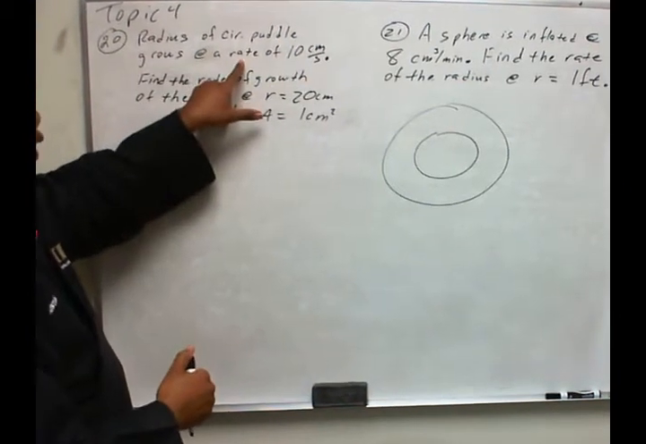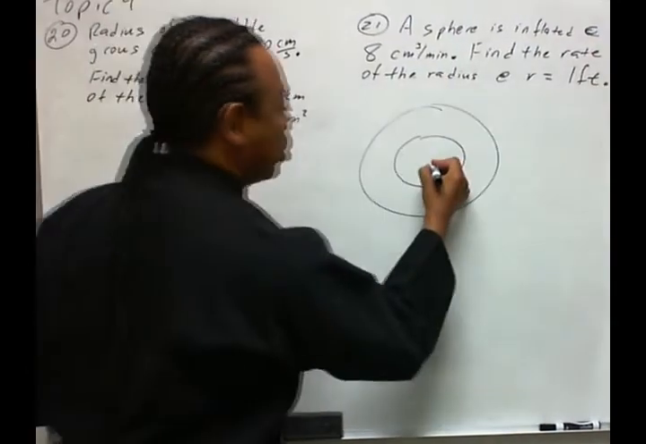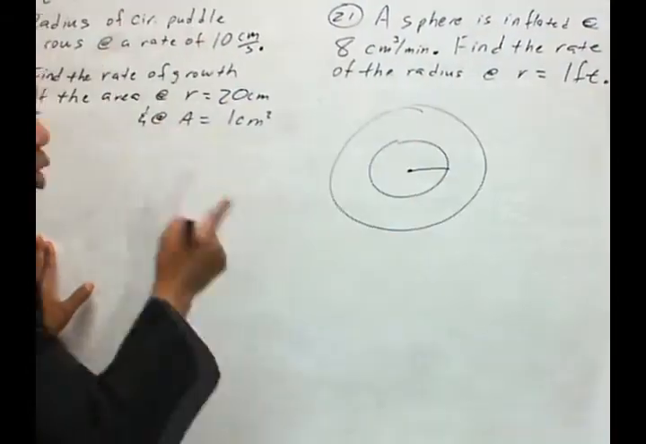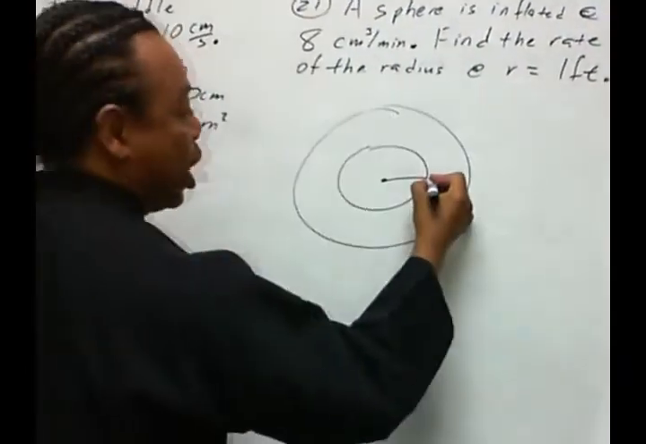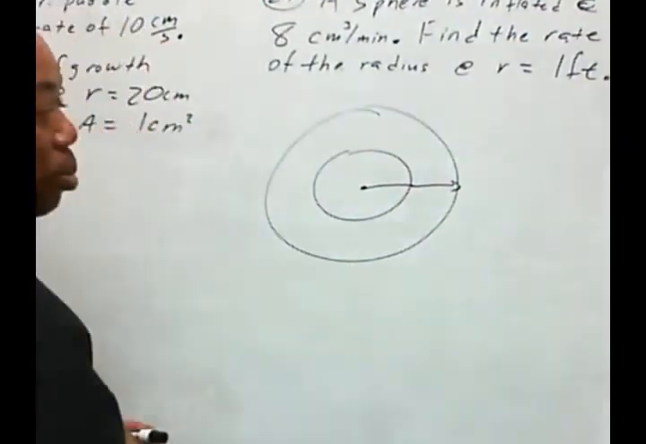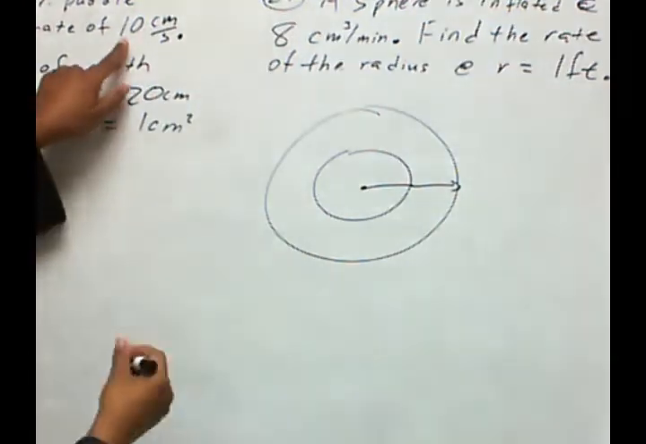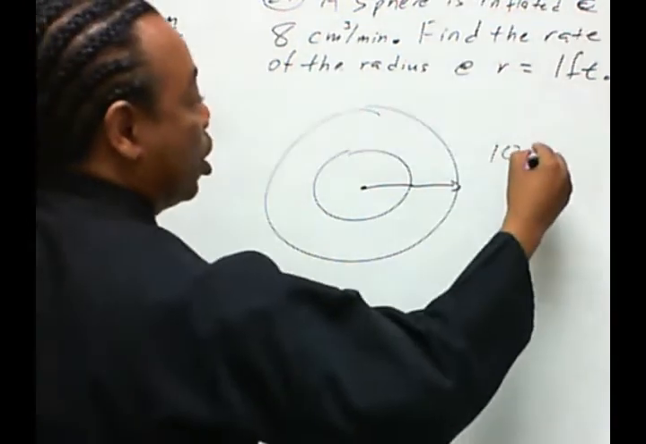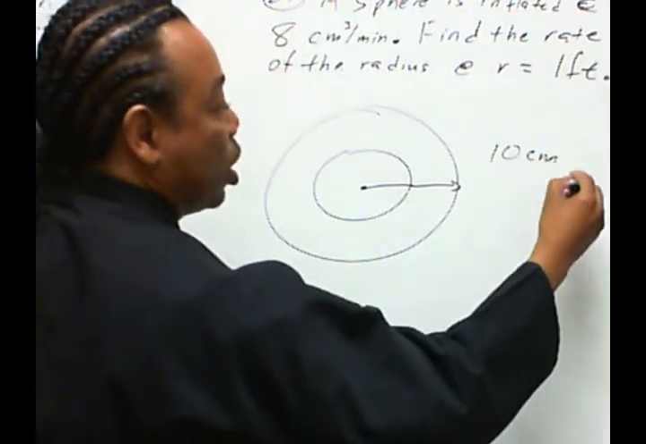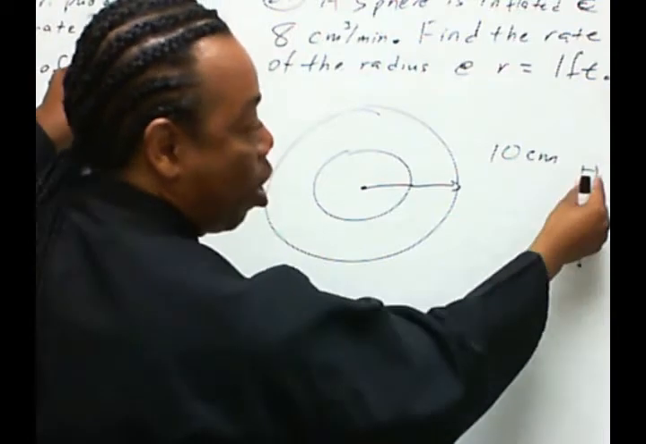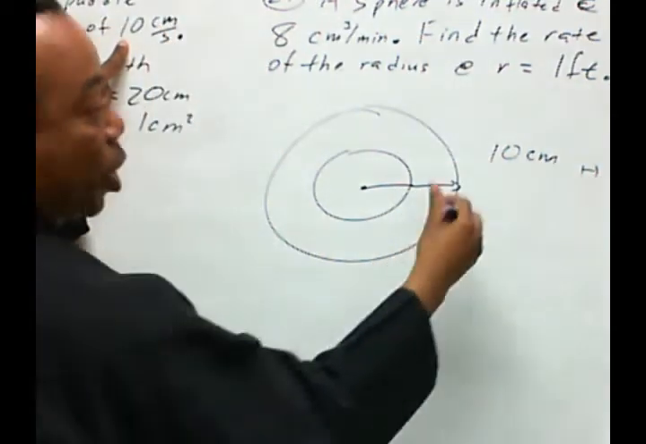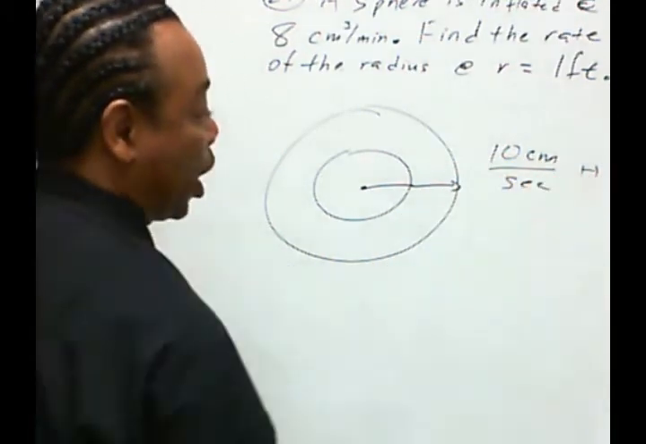Now, the radius is growing, so let's draw the radius. So here's the radius. The radius is going from that spot and traveling to this spot right here. So it's traveling from here to here. And we're told that it's traveling 10 centimeters, and a centimeter is about that long. It's traveling 10 of those right there every second.